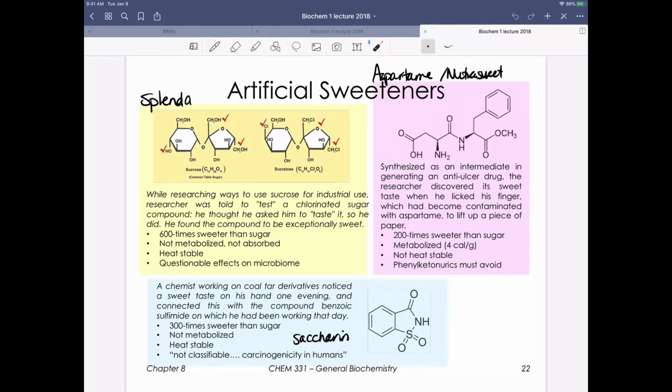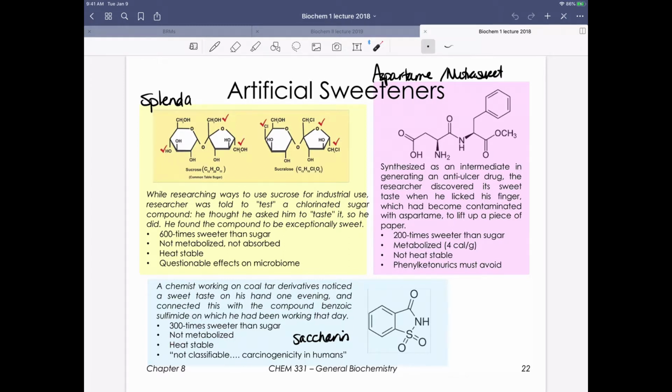Saccharin here, this is probably one of the oldest artificial sweeteners. There's a chemist working on coal tar derivatives, and again, noticed a sweet taste on his hand one evening and connected this with the compound that he had been working with earlier in that day, which is a benzoic sulfamide. Horrible. All 3 of these situations came from chemists doing some suspect things in the lab with just licking their fingers. But another substance that's significantly more sweet than sugar.